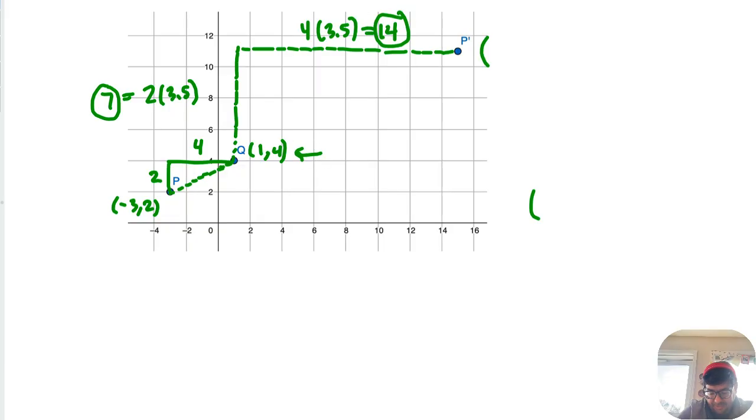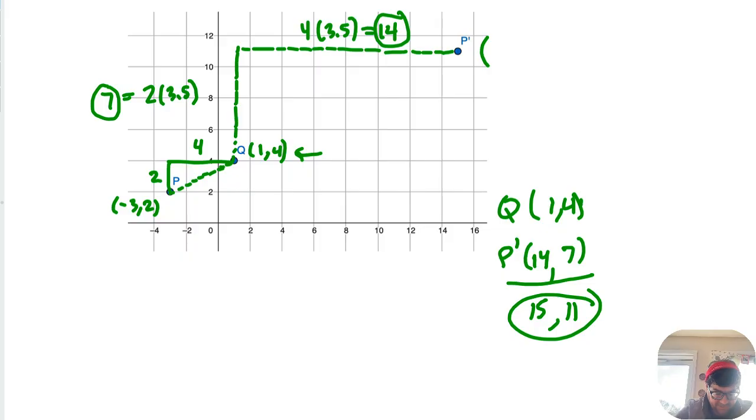So I'm going to keep track of that on the side for a second. So Q is at (1, 4). And our image P prime, we're going to go up 7. So be careful, put that in your y position, and over 14. So 1 plus 14 is 15, and 7 plus 4 is 11, which is where our image is. Now, you can see that's kind of where it is, right? 15 here, and then 11 on the height. It's a nice algorithm. You just got to really pay attention to the space that you're working in, and that's one way to do it.